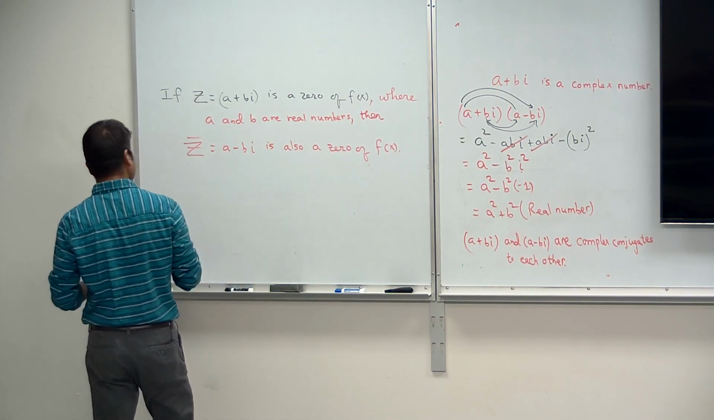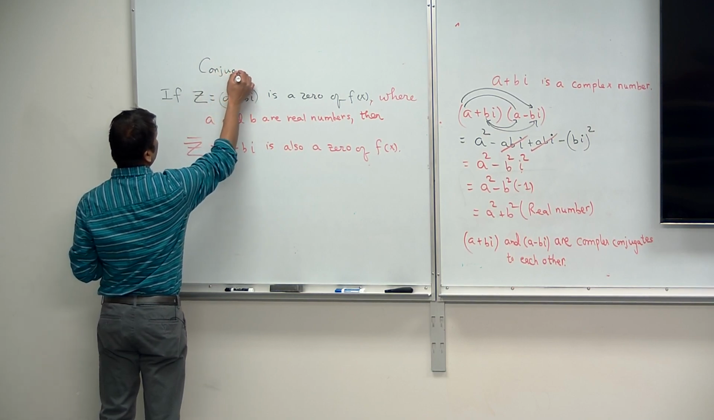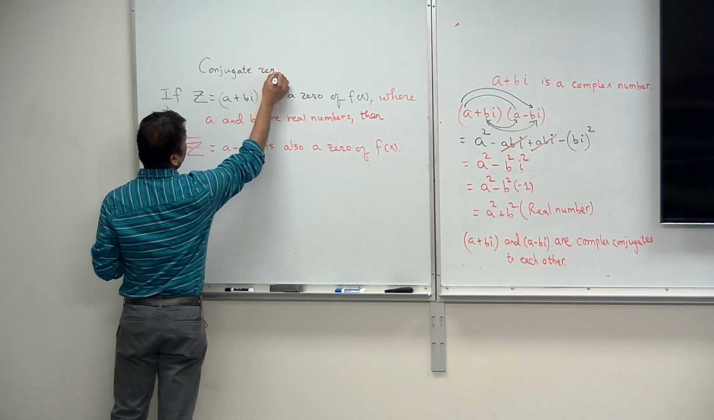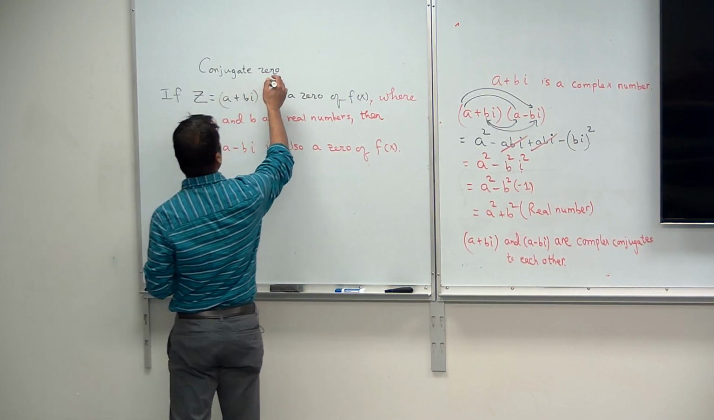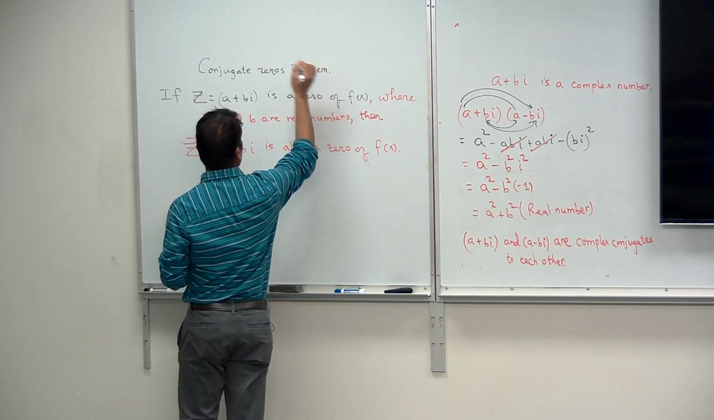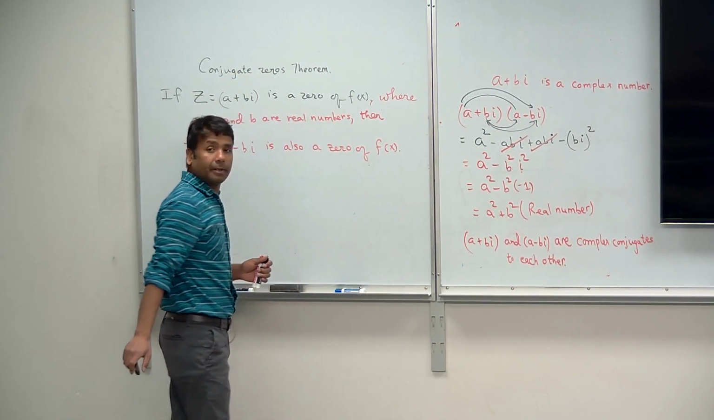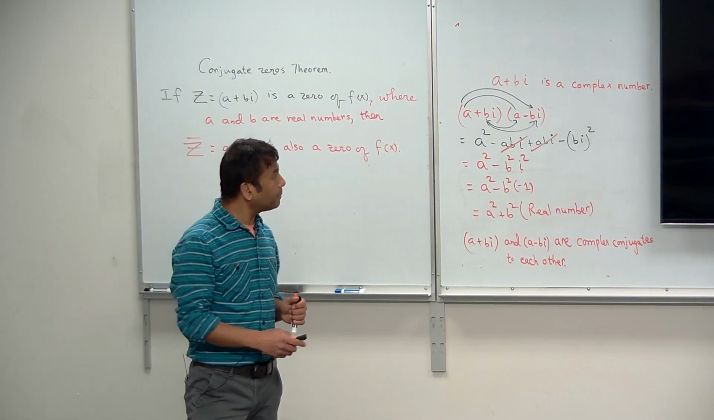Make sense, guys? So this is the conjugate zeros theorem. Good? Did you get it? Okay.